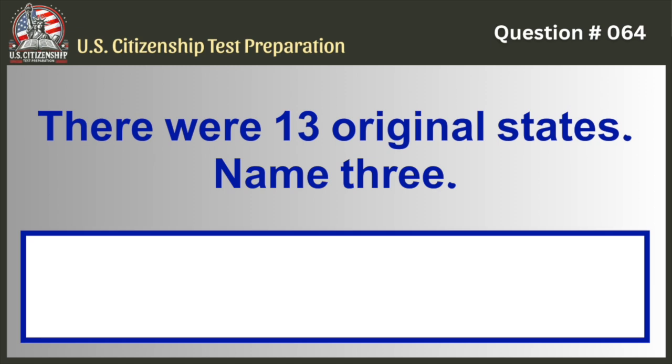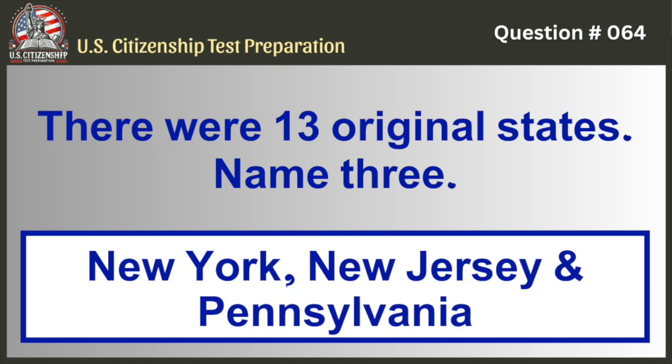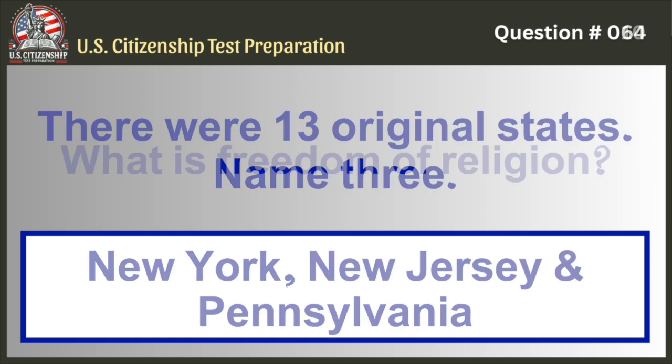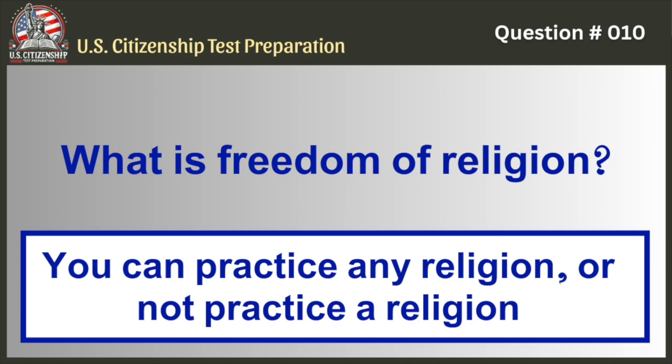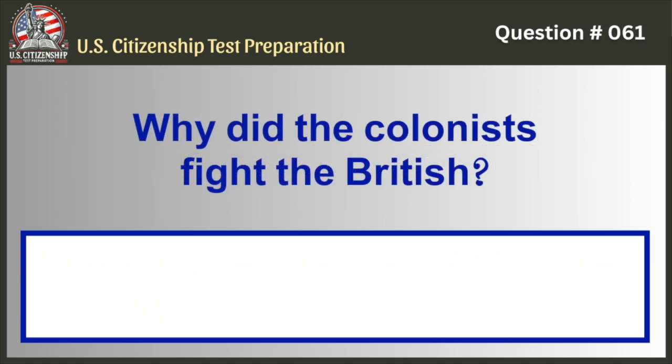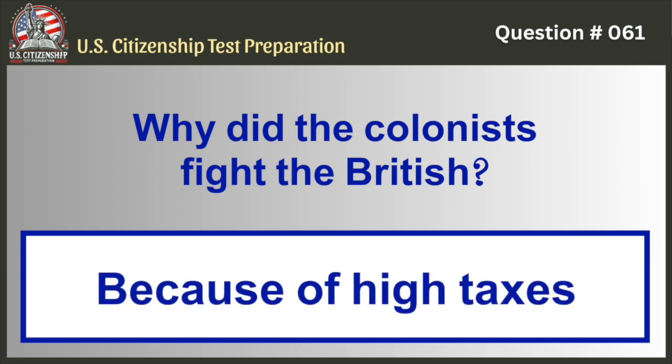There were 13 original states. Name 3. New York, New Jersey, and Pennsylvania. What is freedom of religion? You can practice any religion, or not practice a religion. Why did the colonists fight the British? Because of high taxes.